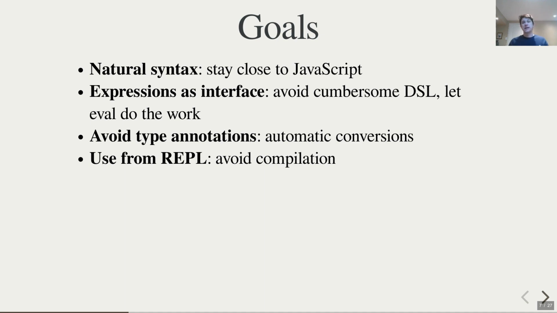And what this does is that we will be passing expressions around instead of compiling functions, and we'll actually let the foreign language, in this case JavaScript, the foreign language's eval do the work and evaluate for us the expressions that we feed it. This allows us to avoid type annotations and provide a few automatic conversions, which are optional, and we can use it from the REPL. And so we avoid compilation. We really want it to be as transparent and natural as possible.